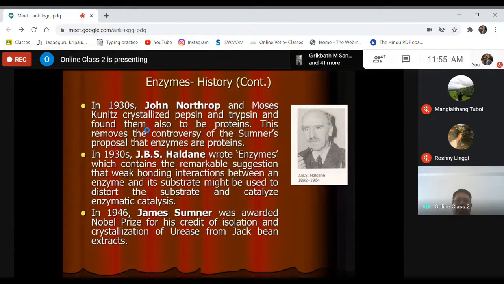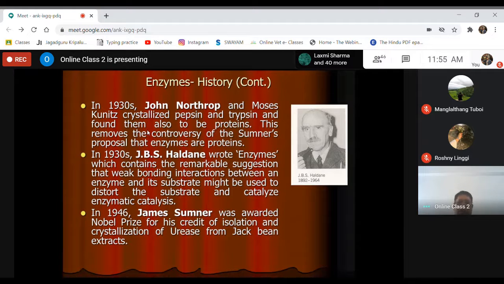In the 1930s, John Northrop and Moses Kunitz crystallized the enzymes pepsin and trypsin, and they also found that trypsin and pepsin are proteins. This was a similar finding to that of James Sumner, who had postulated that enzymes are proteins. Northrop and Kunitz crystallized these two enzymes and found that their chemical nature is protein.